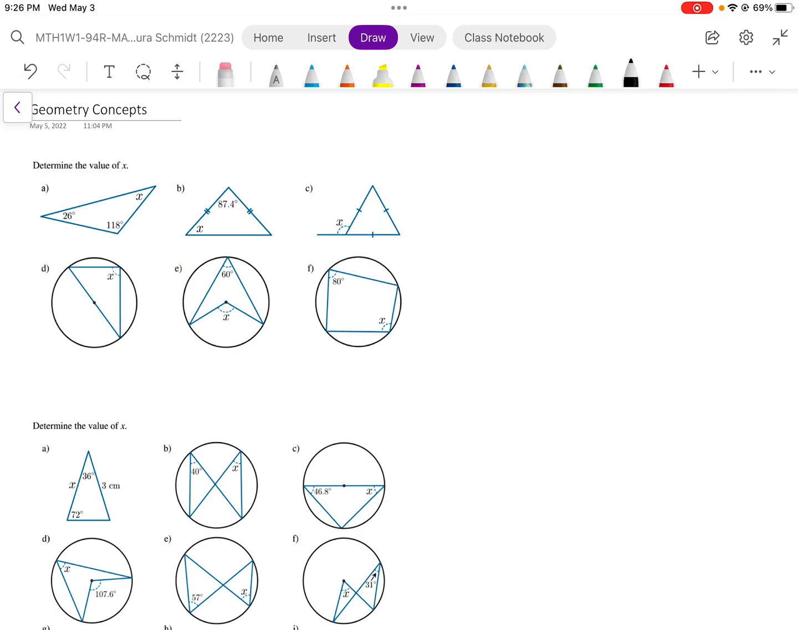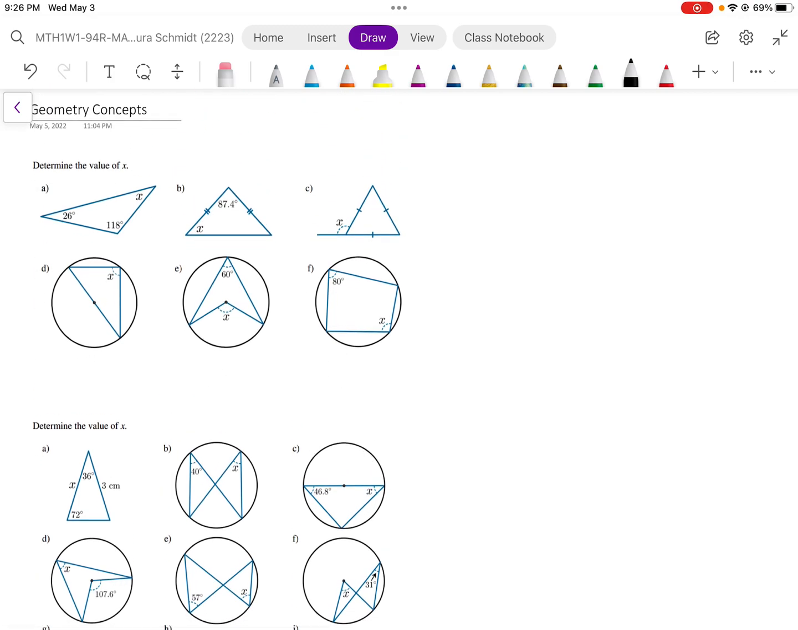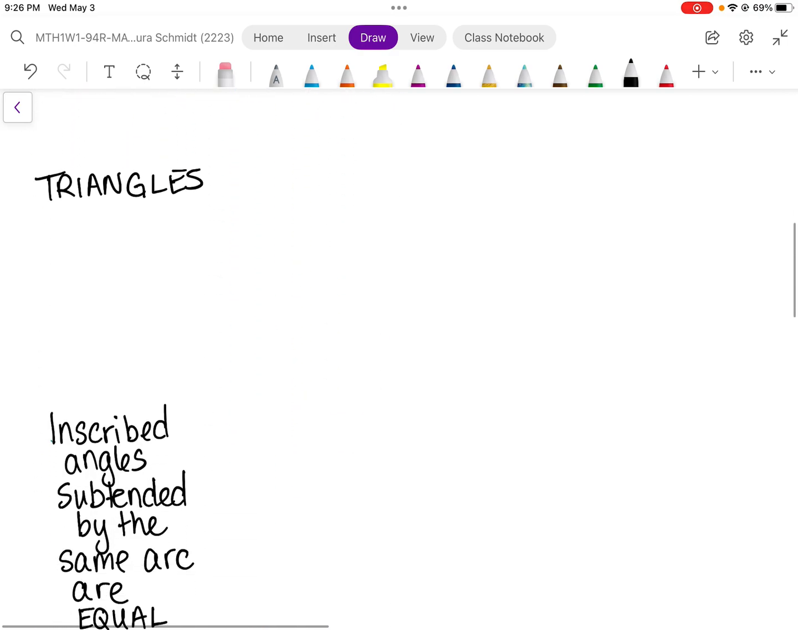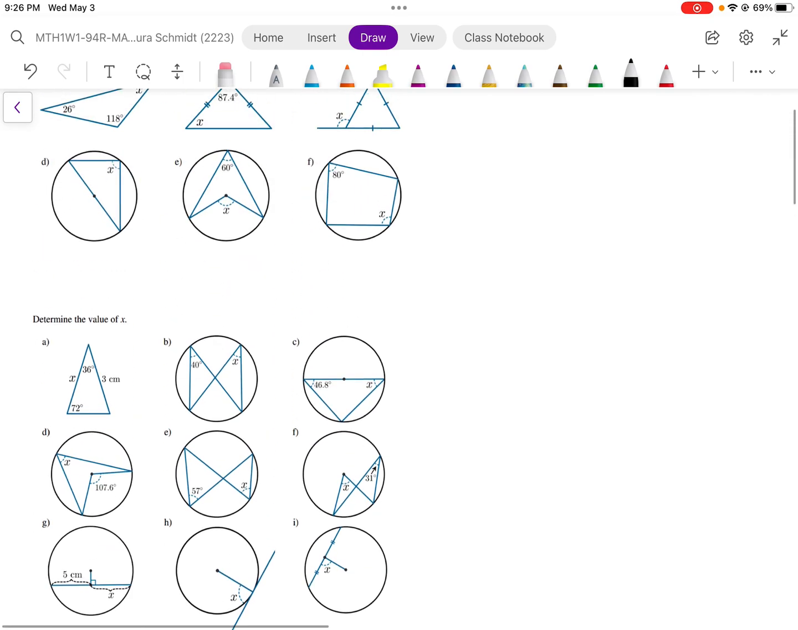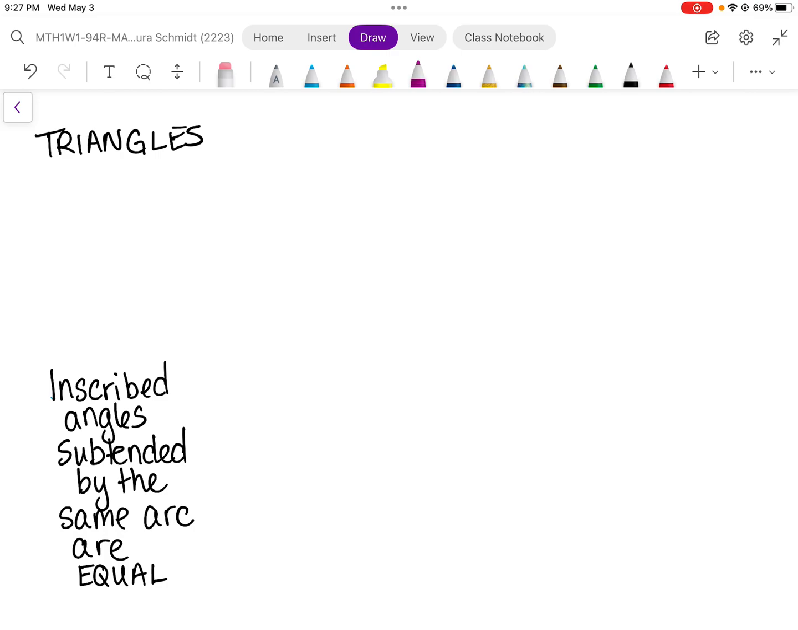Hey guys, I wanted to do a video on geometry concepts because these things are kind of unusual and probably pretty new for you. So we've got a few triangle properties and then some circle properties to investigate. These are the practice questions that are in the hub and OneNote. I am just going to go through all of the theorems that you need to be able to solve all of these questions. Okay, so triangles.